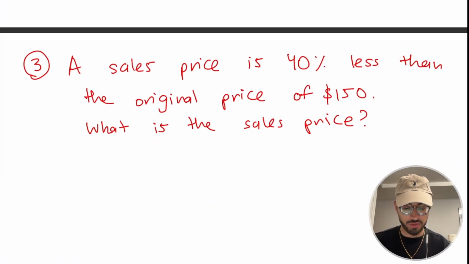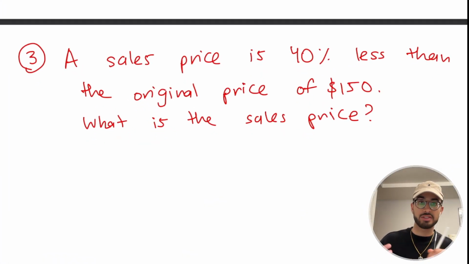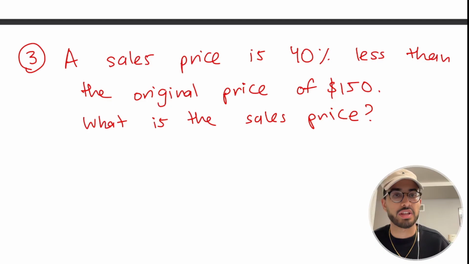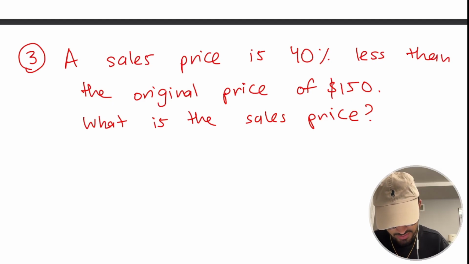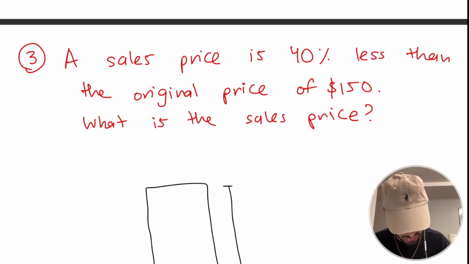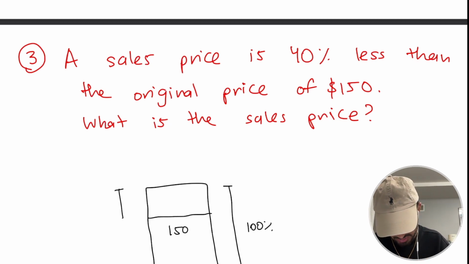Okay, this is the final case where we have actually a sales price that is 40% less than the original price of 150. So what's the sales price? Well, the sales price in this case is going to be 40% less than the original price of 150. So we have our 100% right here, because it is what it is. It's our 150. Nothing's changed to it. And we'll actually be chopping away this piece, which is 40%, okay?